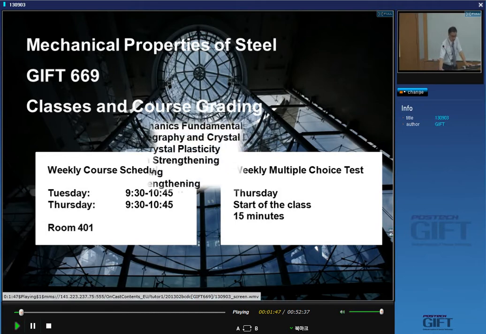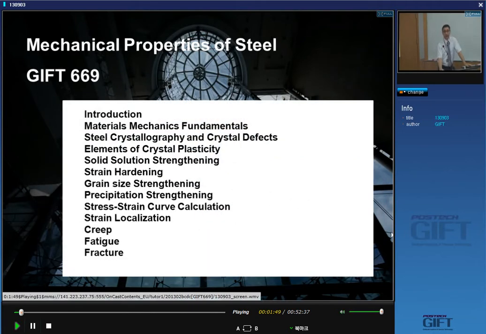weekly quizzes. The subject matter that we will cover in the course of the semester are basically subjects that probably most of you know the fundamentals of. The big difference between this course and the other courses you've taken in the past is that the entire course is focused on steel and only steel.